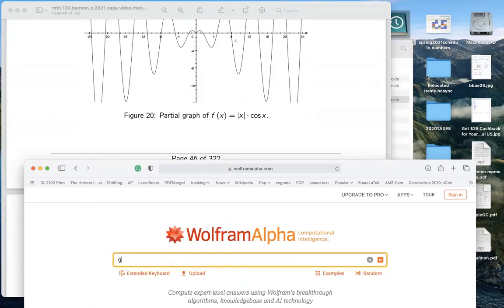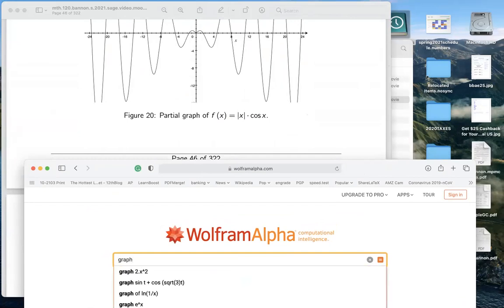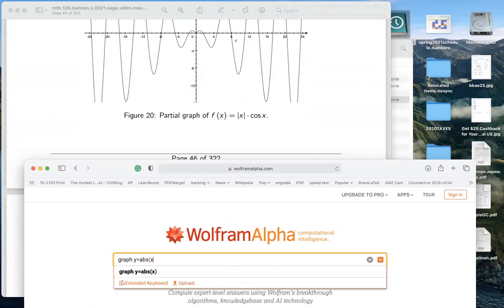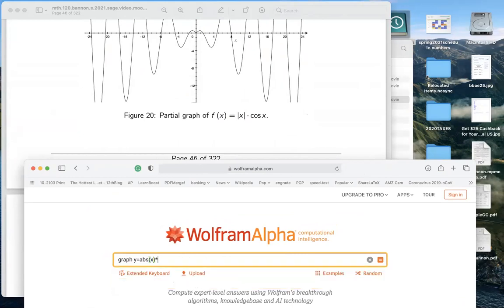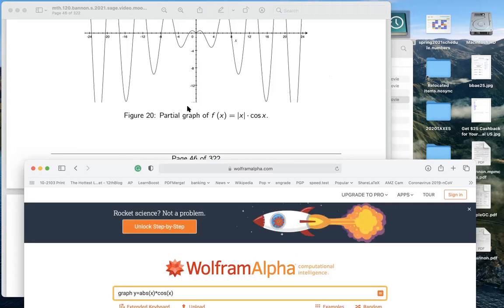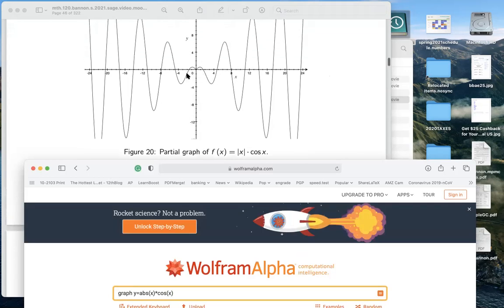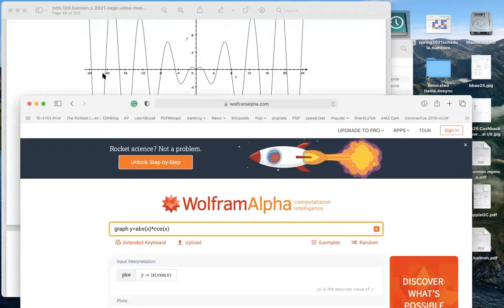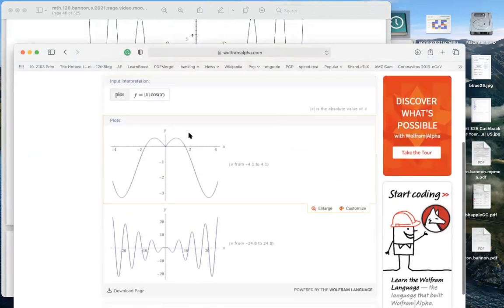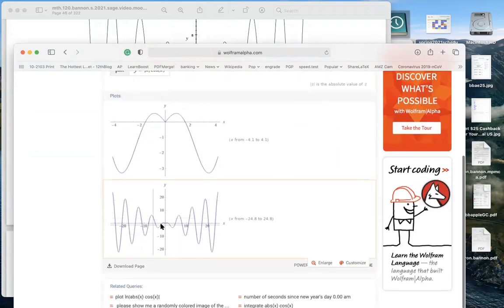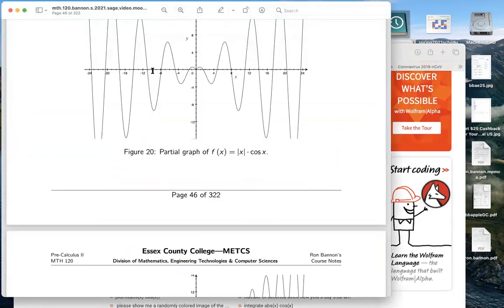I'm going to say graph. It's like using Google almost. Graph. The absolute value, ABS. Let me put y down, okay? Y equal the absolute value of x times the cosine of x. Let's see what happens. I'm looking at a picture that I made using different software over here, but I want to see what Wolfram Alpha does. And Wolfram Alpha gives me this picture here, this is a close-up of it, and then something a little bit further away. I'm going to say relatively in agreement.